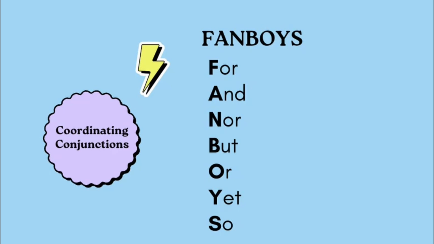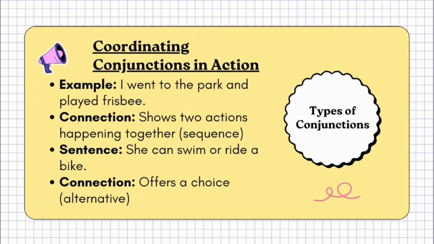Okay, so for shows reason, and adds similar ideas together, nor continues a negative idea, but contrasts ideas, or offers a choice, yet contrasts with an element of surprise, so shows the result of an action. Understanding this can help you write more cohesive and effective sentences when you understand the acronym FANBOYS and their uses when we want to connect two ideas together.